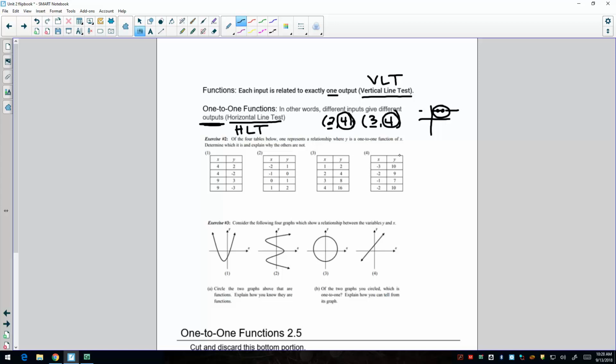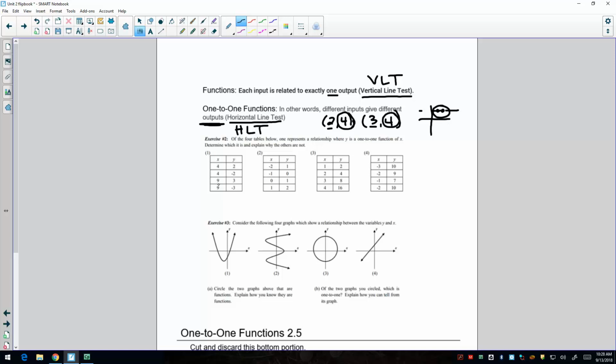So first determine if it's a function. So look at the inputs. If it is a function, then to determine if it's one-to-one, you look at the outputs. So here's our first example. Of the 4 tables below, one represents a relationship where y is a one-to-one function of x. Determine which it is and explain why the others are not.